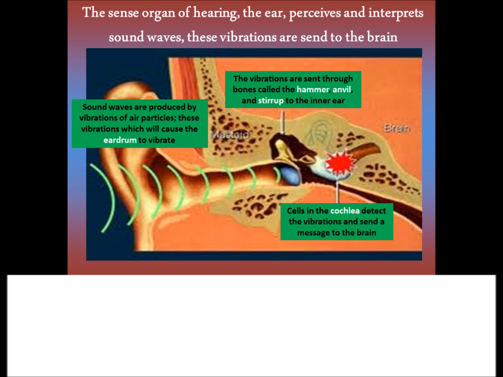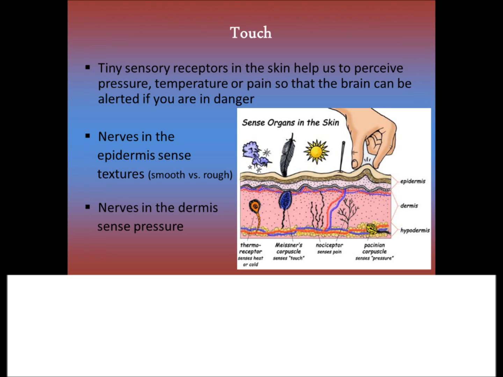Touch is another stimulus. So we have tiny sensory receptors in the skin that help us to perceive pressure, temperature, or pain so that the brain can be alerted if you are in danger. So for example, as I told you in the beginning, if you were to put your finger accidentally on a hot stove, immediately you are going to sense the hot temperature. And this is going to cause an electrical impulse to be sent to your brain so that your brain can tell you to immediately remove your finger.